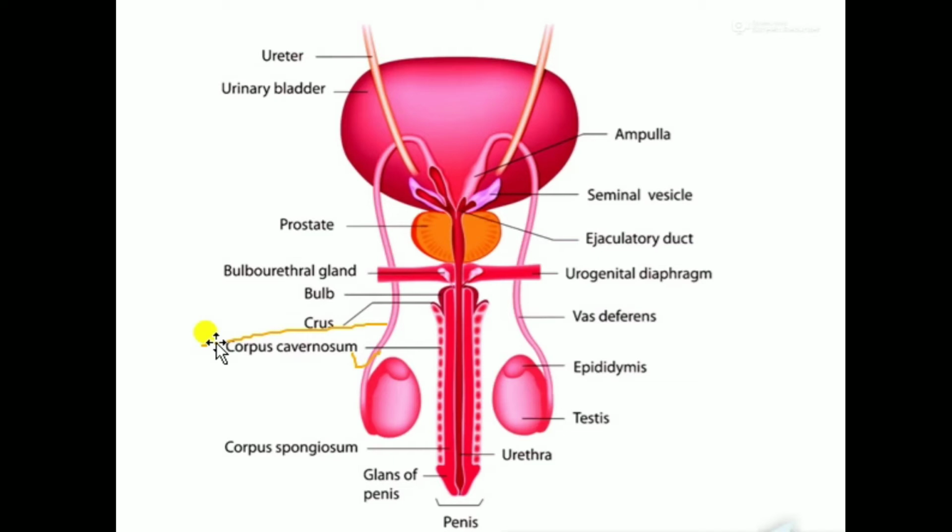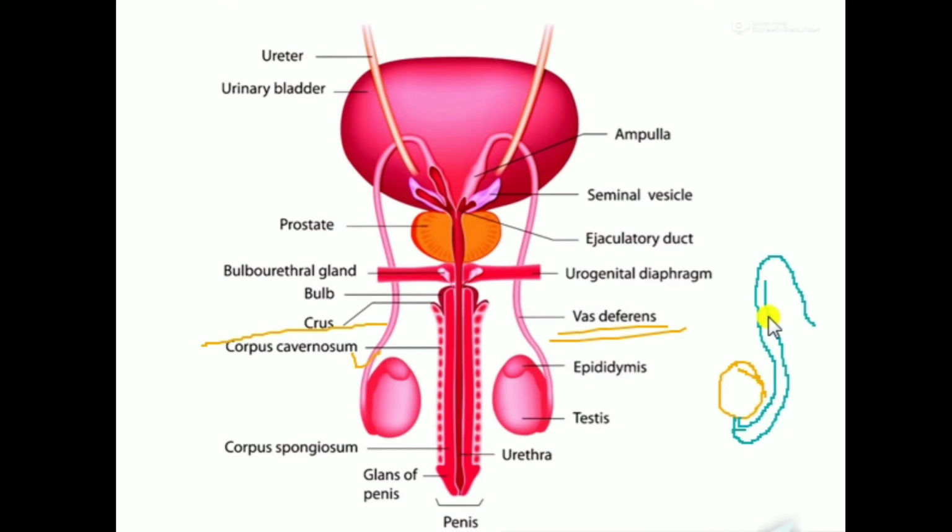This duct is known as the vas deferens. That means this duct arises from the lower part of the epididymis. If this is the epididymis, the vas deferens arises from the lower part of the epididymis.